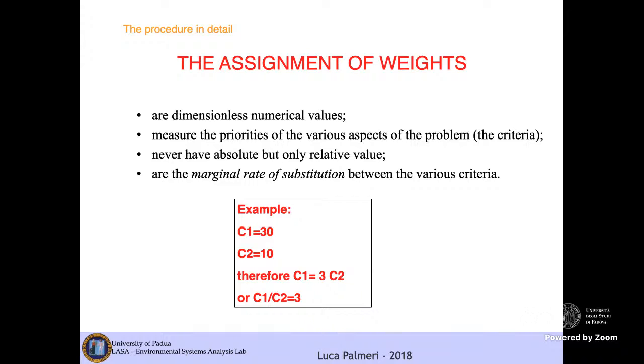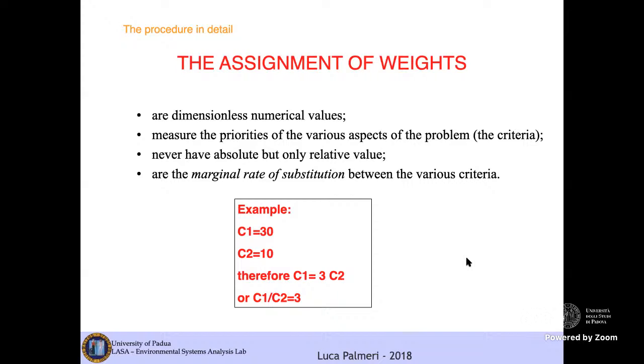Okay, now we have an evaluation matrix. We have standardized the matrix, so we have converted the criteria to numbers. Now we are ready for going to the third step, that of the assignment of weights. What are weights? Weights are dimensionless numerical values that measure the priorities of the various aspects of the problem. So you are differentiating the importance of the criteria with the weights. They never have absolute, but only relative value. In statistical terms, they are the marginal rate of substitution between the various criteria.